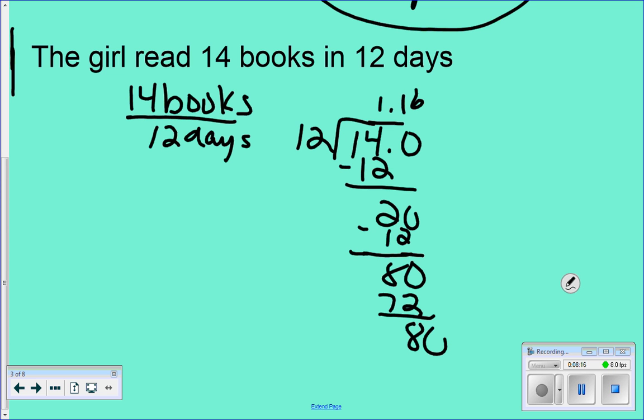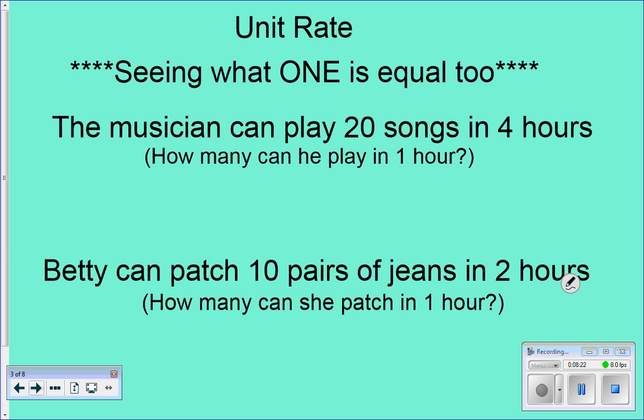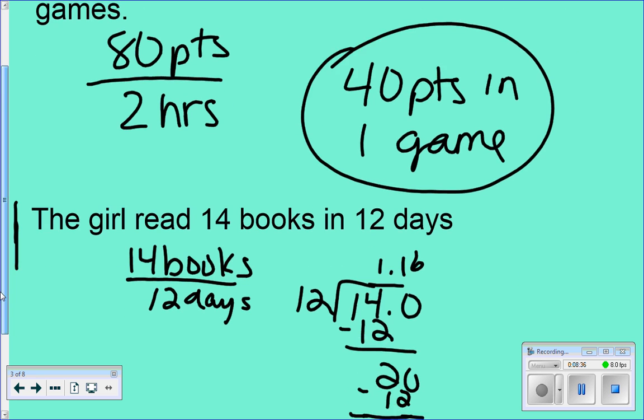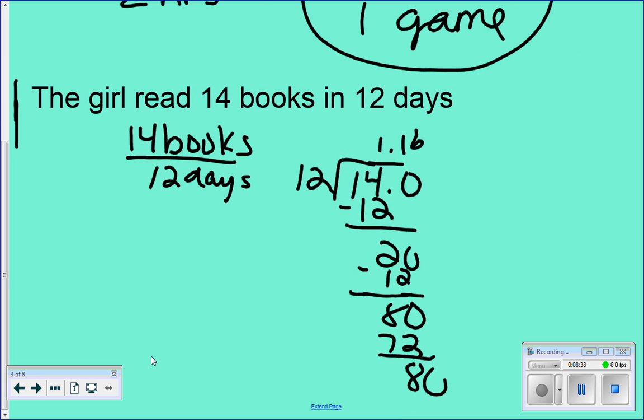Okay? Is everybody starting to understand what you're doing to find a unit rate? Okay. That's all right. Oh, you want the problem? I'm going to have to reorient my board.